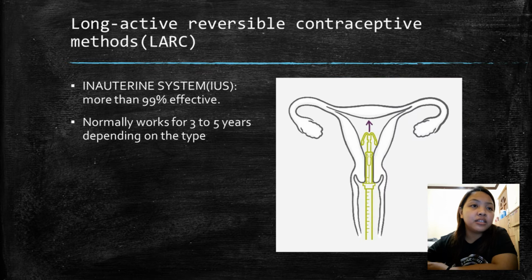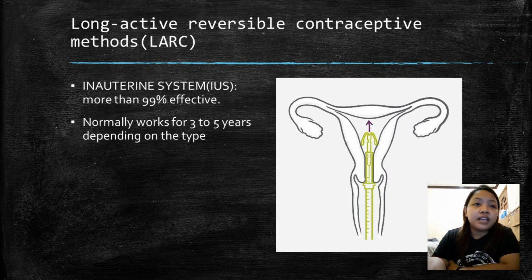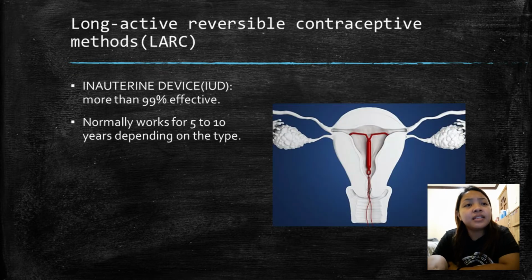Next is the intrauterine system or IUS. It is more than 99% effective, normally works for 3 to 5 years depending on the type. Next is the intrauterine device or IUD. More than 99% effective, normally works for 5 to 10 years depending on the type.